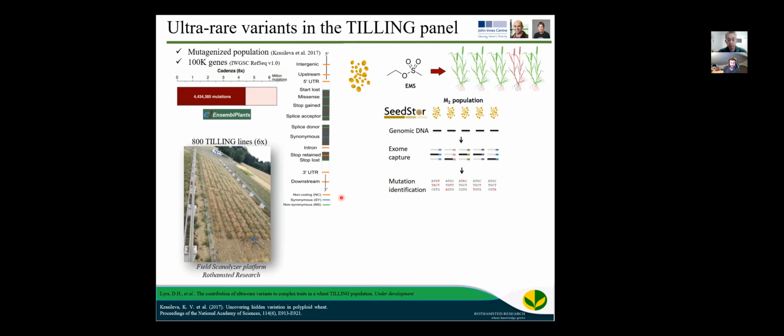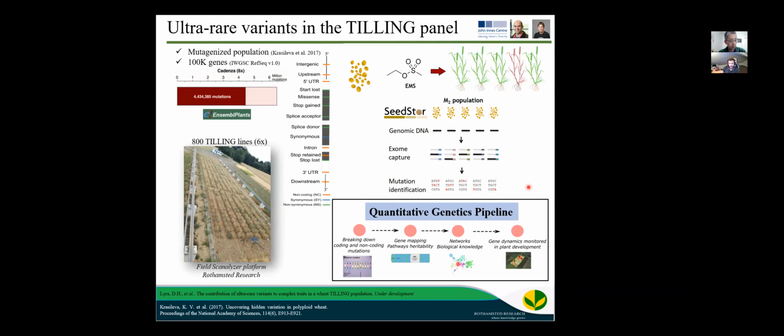It's not even a mapping population or QTL population. And we had these 800 Tilling lines in the field, in the field scan analyzer. And again, sometimes we had issues, as in the previous publication, we had only 2 years. The model is for 1 year, and the other year was not this good, but still we implemented it. Our main goal was to run a quantitative genetics pipeline, breaking down mutations and running the gene mapping, where instead of having QTLs, we have the gene itself, and the combination of variants inside the gene.